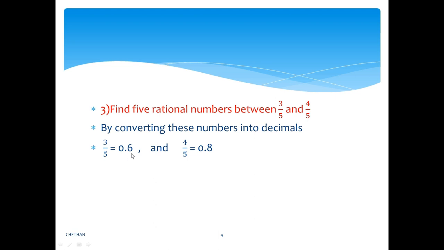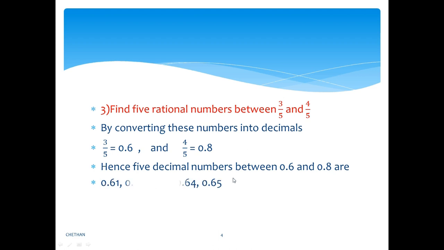Firstly I am going to write 5 decimal numbers between 0.6 and 0.8. Those decimal numbers are 0.61, 0.62, 0.63, 0.64, 0.65. These 5 numbers are the decimal numbers between 0.6 and 0.8. So I am going to convert these decimal numbers into fractional form.